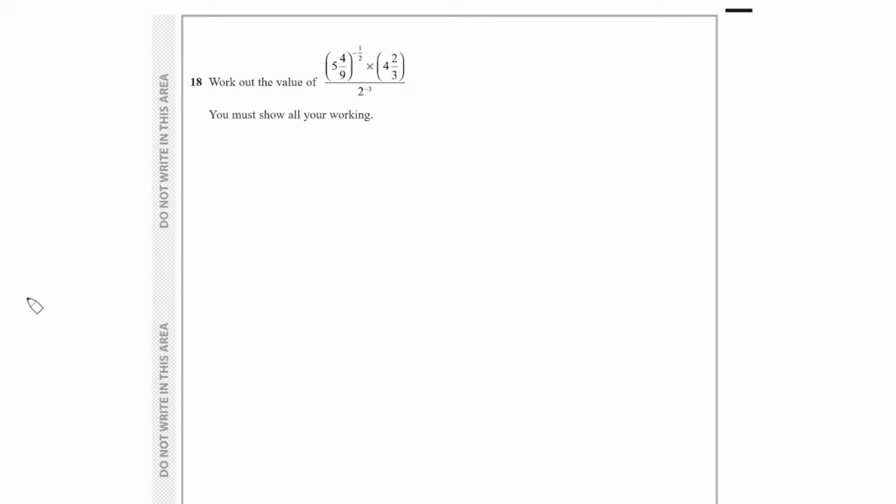Okay, question 18. We've got: work out the value of 5 and 4/9 to the power of -1/2 multiplied by 4 2/3 over 2 to the power of -3. You must show all your working, obviously. So what I would do here, because we've got mixed numbers, is make them into improper fractions just to start with, because currently the numbers are a bit random.